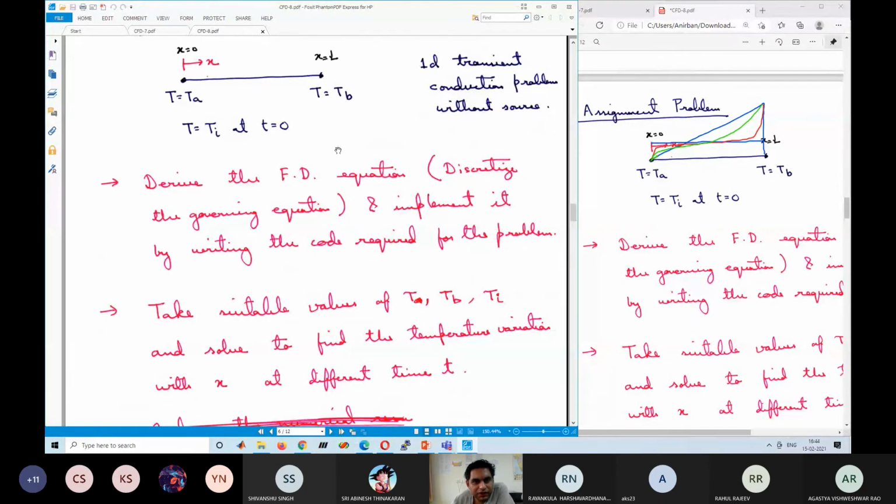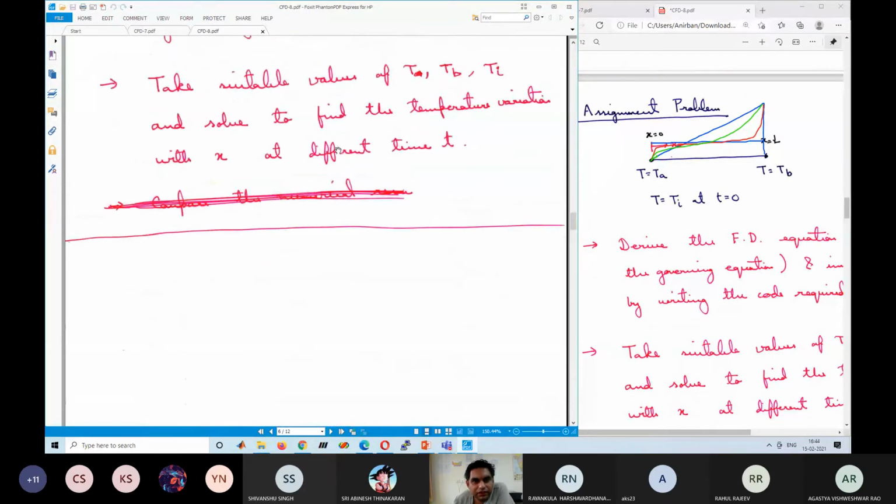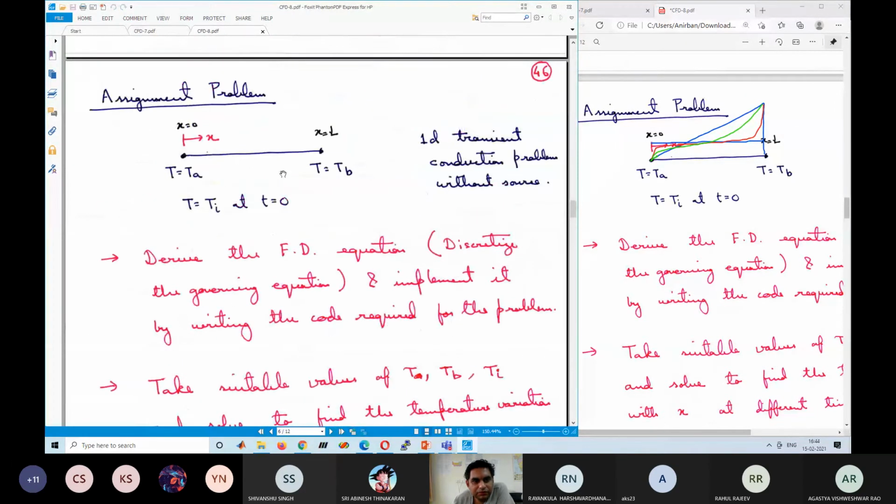You have to submit it within two weeks, the code and the results also. But before that, because it is a new problem, today let me show you how to at least derive the FD equation for this. You can implement it later on as part of your assignment. Since this is the first time we are doing it in the class, by looking at this example, you will be able to derive FD equations for other problems also.